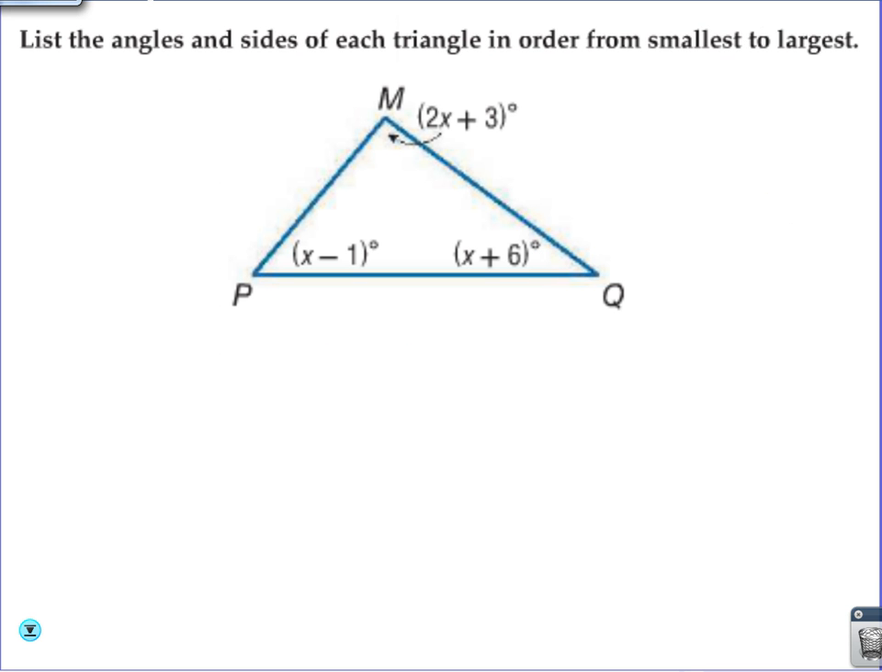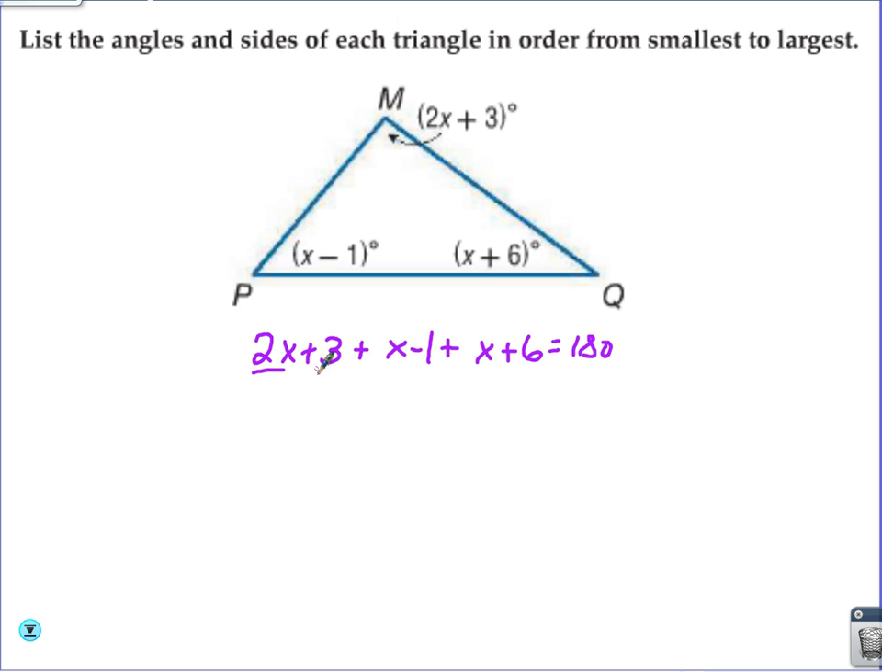Here's another one just like that one. This is not a right triangle, though. As far as I know, I say it's not a right triangle. It could be. It looks fairly close to a right triangle. Carson, help me out with the relationship. 2x plus 3, x minus 1, and x plus 6 will have to add up to what? The three angles of a triangle always add up to 180.